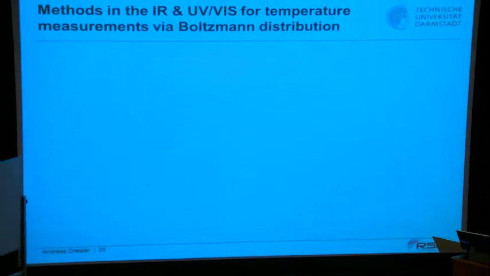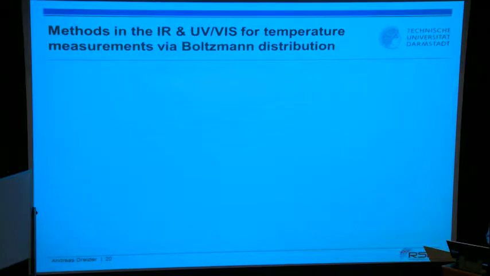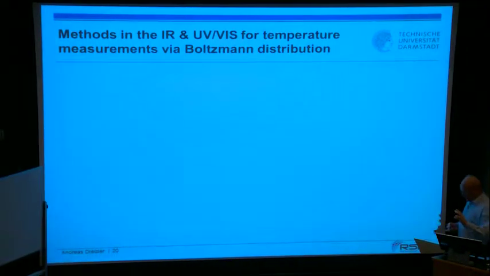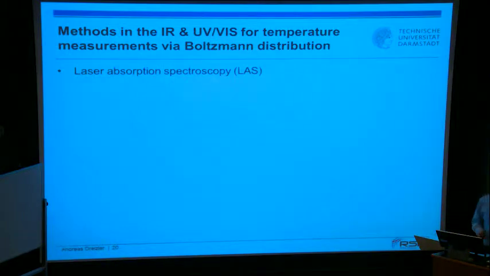Okay. Now we come to the methods. To summarize, the best way to probe the Boltzmann distribution is to use rotational levels. You do that either in the infrared, including vibrational transitions, or in the UV or visible, including not only changes in vibrational levels but also changes in the electronic states. So let's go through the methods that can be used in principle.